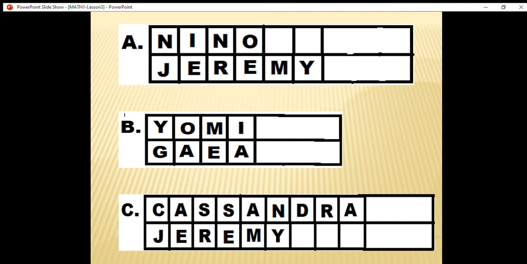Now, the question is, how many less and more did Nino and Jeremy have? Okay, if you will see, Nino is less. How many blank spaces do we have here? Okay, very good. It's 2. So we can say that Nino is 2 less. How about Jeremy? It's 2 more. Very good. Now I want you to answer B and C in your notebook.